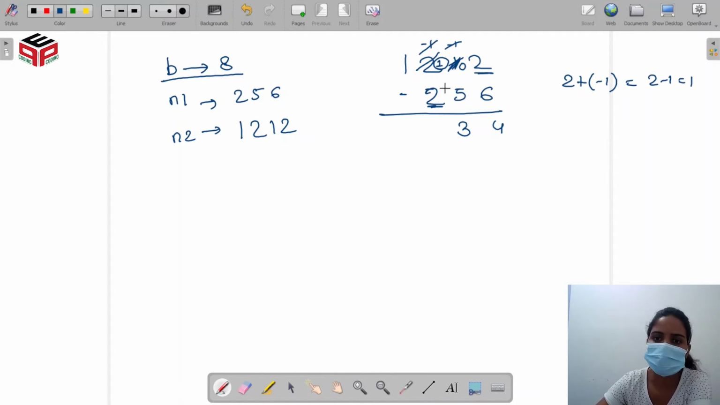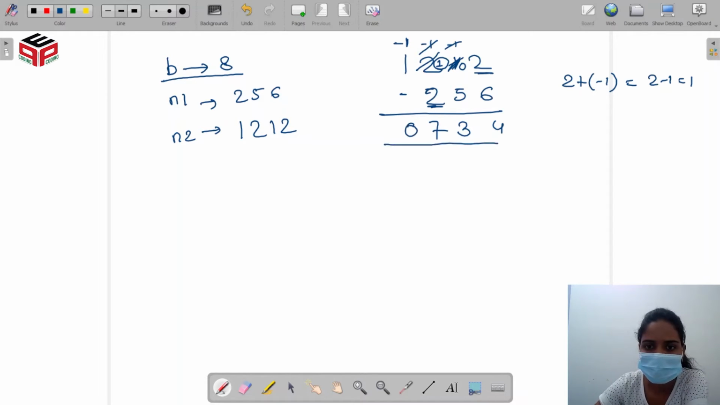Is this 1 able to tackle this 2? No, this 1 is not able to tackle this 2. So I have to give a carry of -1 again to the previous digit and add 8 to this 1. 8 plus 1 is 9, and 9 minus 2 is 7. Then -1 plus 1 gives me 0. So this is our required answer. Hope you got the point. So let's discuss how to code.